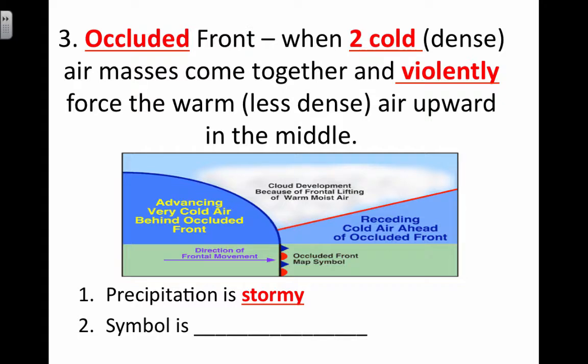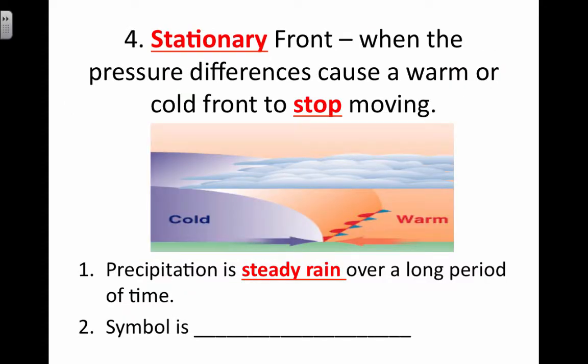An occluded front. OCC. Okay, so if you see those two C's, you know it's two cold, dense air masses coming together. Unfortunately, there's usually a warm air mass in the middle. So it's going to be shoved up very quickly, very stormy, and we'll go over that symbol when we get to it.